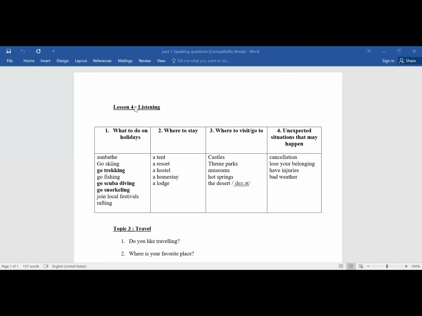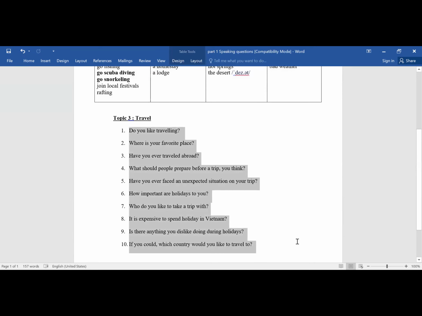Oh, this should be lesson number 5, not number 4. You will see, first of all, a table of vocabulary, and all of the words that we have just discussed are put here. They are here to remind you to use them, because if you can use a word when you speak, it's more likely that you can recognize the word when it appears in a recording. Underneath, you will see 10 questions about traveling and going on a holiday.